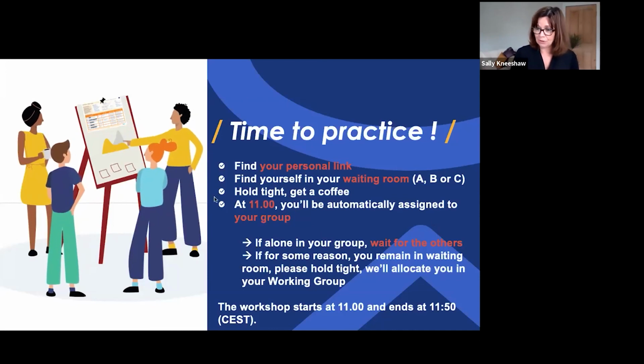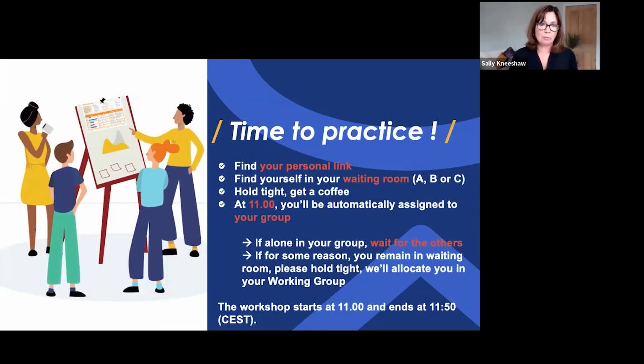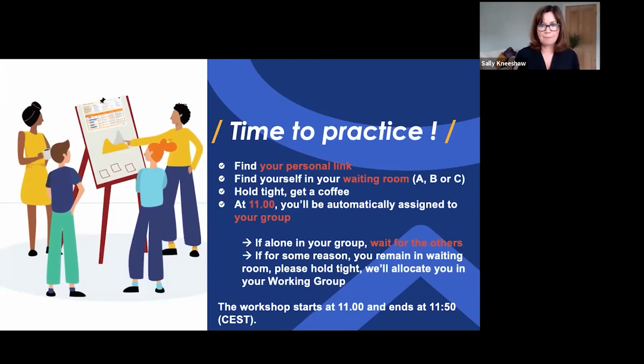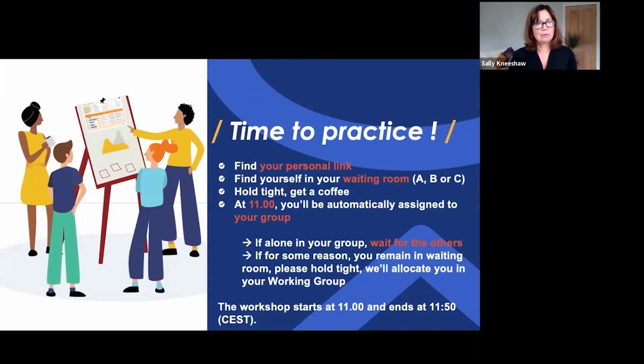So now it's time to go to your working groups. We'll do the usual thing, find your personal link, go into the waiting room, A, B, or C, hold tight and get your coffee. And at 11 o'clock, in just under 10 minutes, we'll assign you to your working group. We're going to have 50 minutes in the working group because this task has 2 steps. And then Ian and I will welcome you back to plenary at 11:50 for a 10-minute recap just before the session finishes. Same thing again. If you find yourself alone in your group, wait for others. And if you're not allocated to your working group from your waiting room, just hold tight and we'll be able to do that individually.